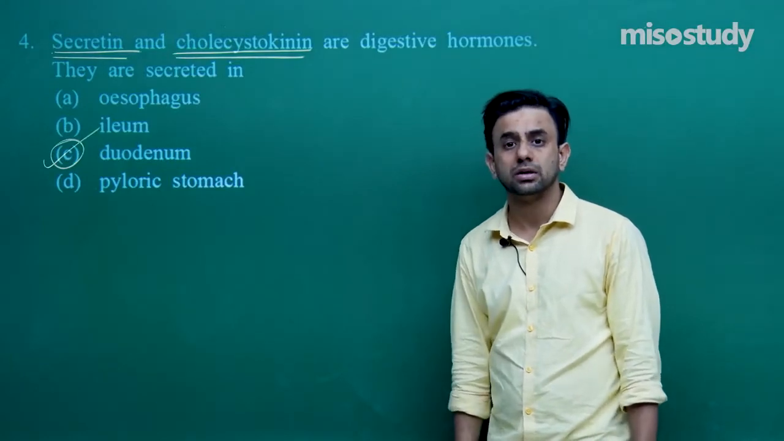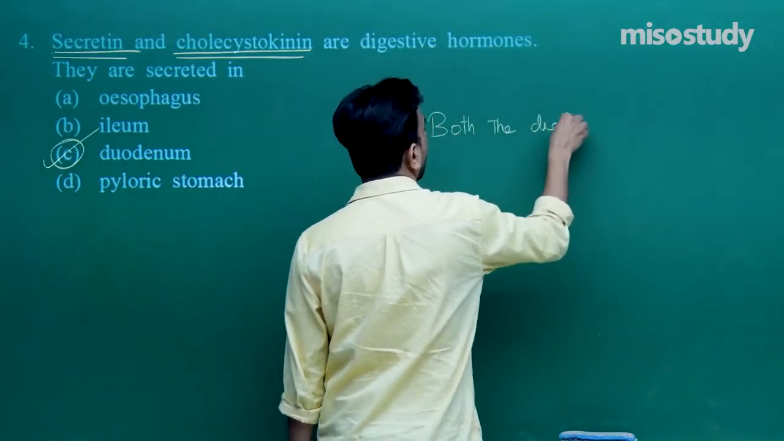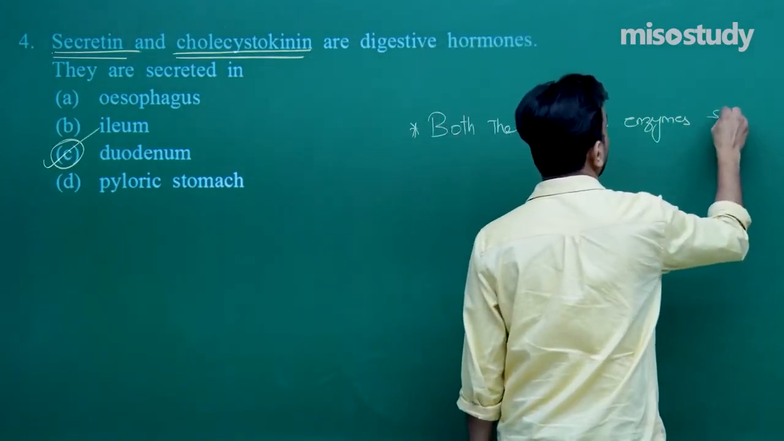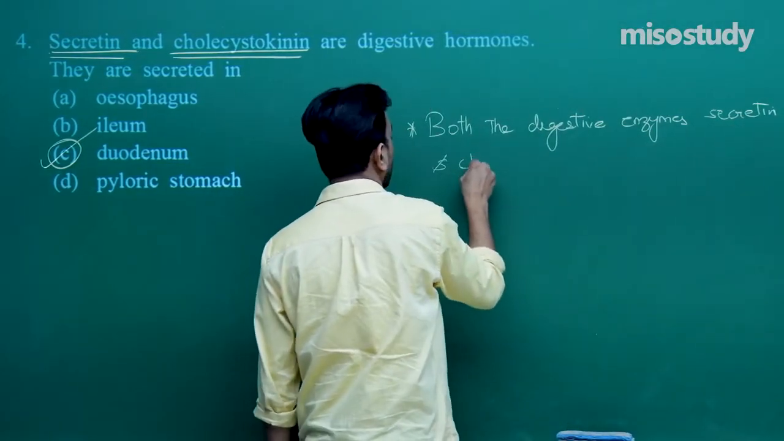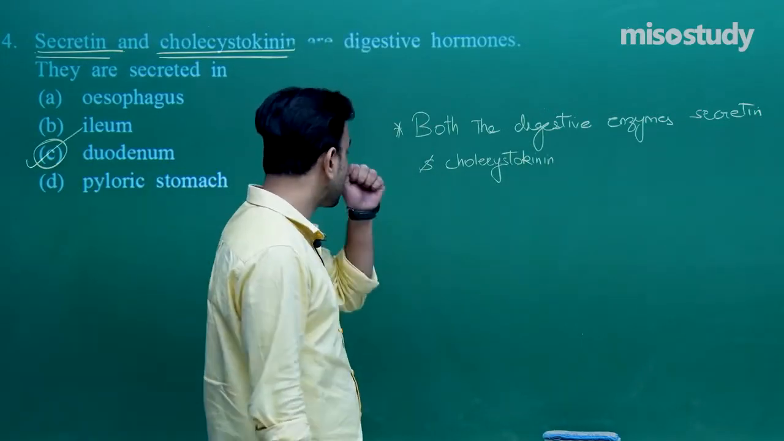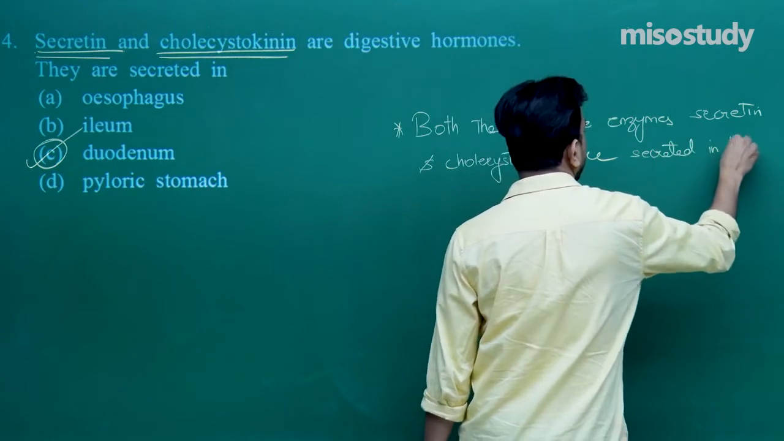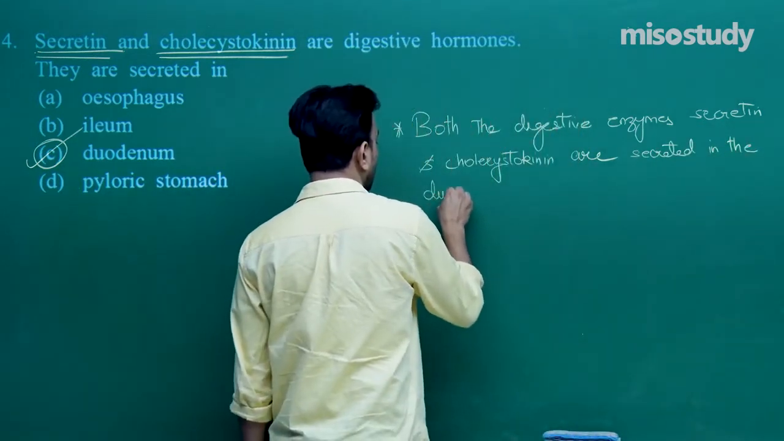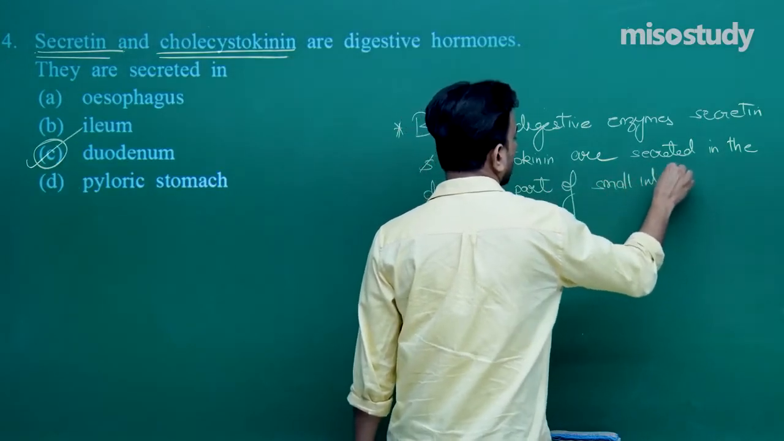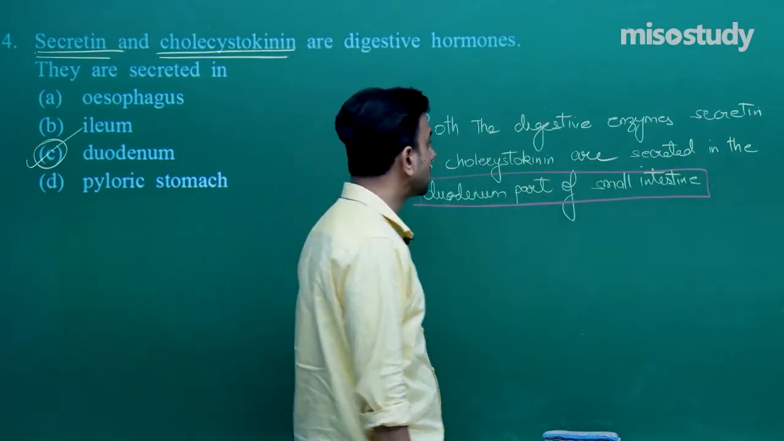Then starts the highly coiled part, right. So we can say both the digestive hormones, that is secretin and cholecystokinin, are secreted in the duodenum part of the small intestine, and then we will see what they do.